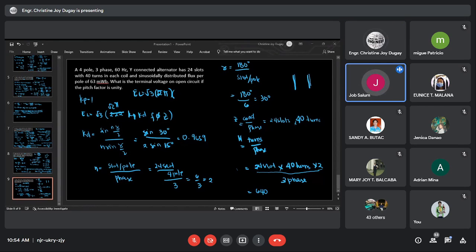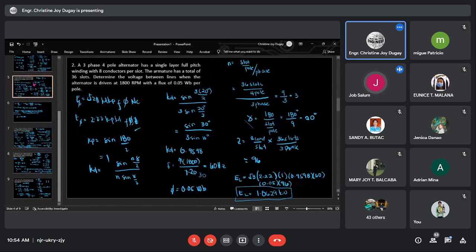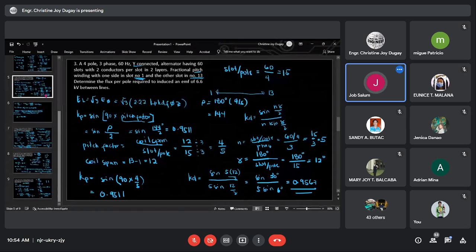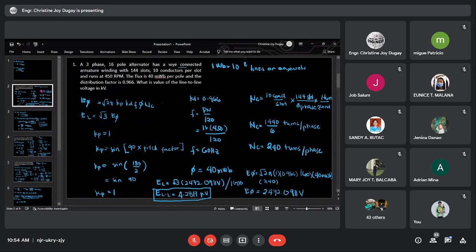Kasi sa isang turn, dalawang slot na yung occupy niya eh. Ay, sa isang coil pala. Dalawang slot na yung papasukan niya. Tama ba? Dito, ginamit natin kanina yung NC. Ang sabi dito sa problem, 10 conductors per slot. Naka-conductor siya per slot. Yes ma'am, kaya dinivide natin siya ng 2 kasi in each coil may dalawang conductors. Sa isang coil natin, meron tayong dalawa, di ba? Yes ma'am, yun yung coil side.